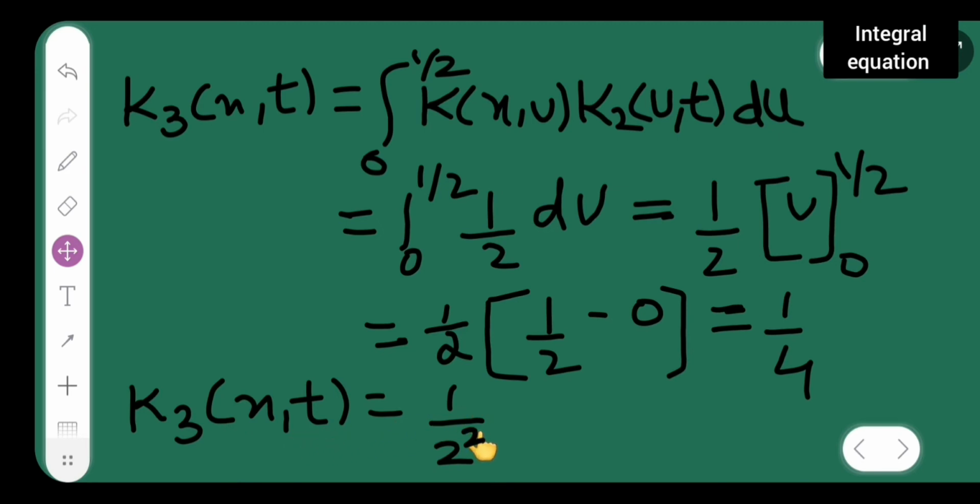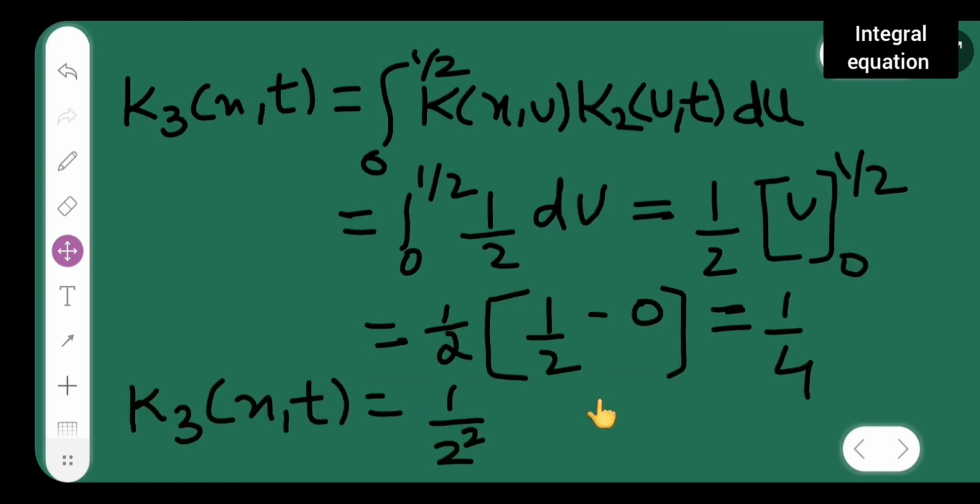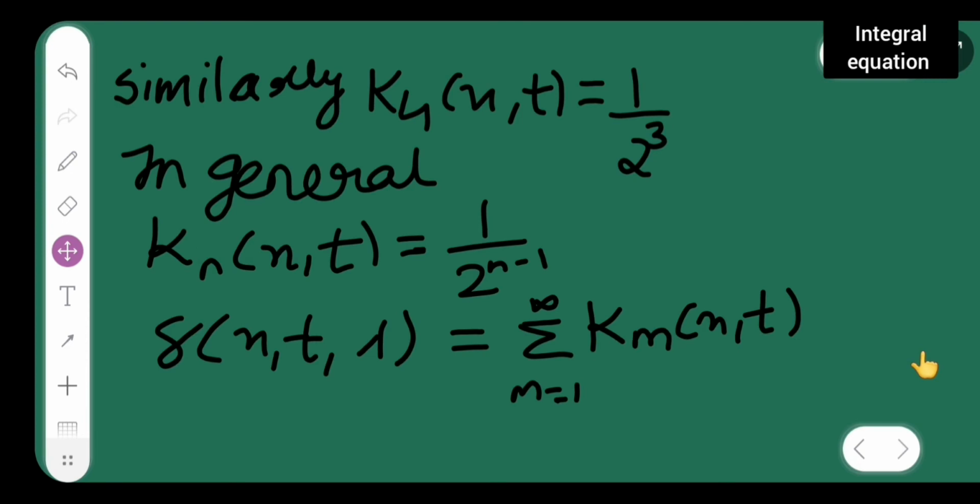Can I write this as k3(x,t) is equal to 1 upon 2 raised to power of 2? Okay, this is what I got as k3(x,t). And what was my k2(x,t)? It was half. K3 is 1 upon 2 raised to power of 2. And similarly we are going to do k4(x,t) is equal to 1 upon 2 raised to power of 3. So we are going to write this in general form. kn(x,t) is equal to 1 upon 2 raised to power of n minus 1. Suppose n is 4, if I do 4 minus 1, what am I going to get? 3.